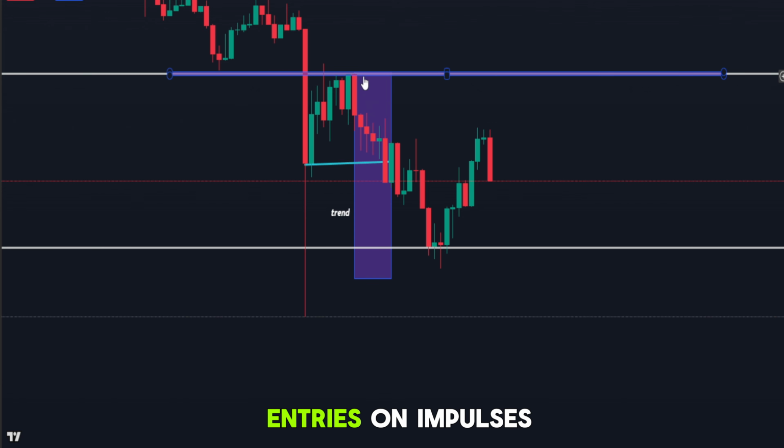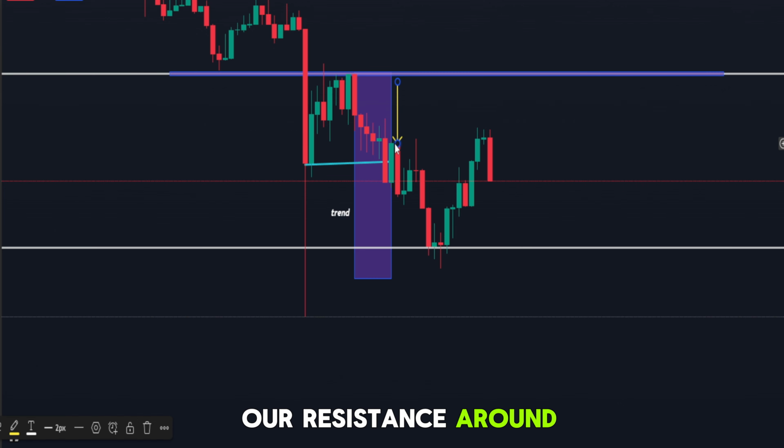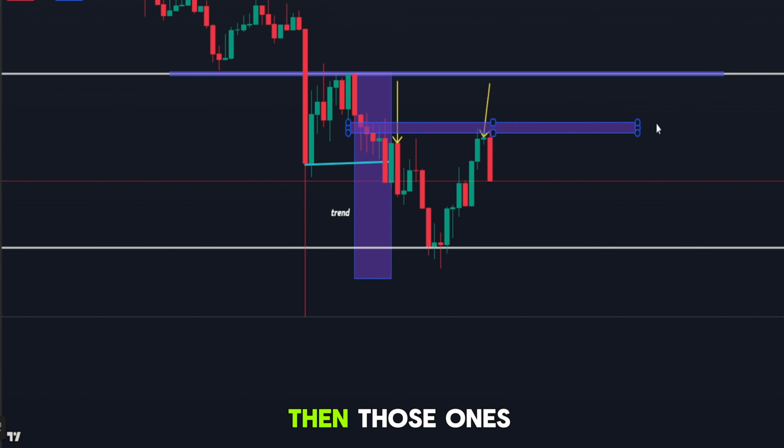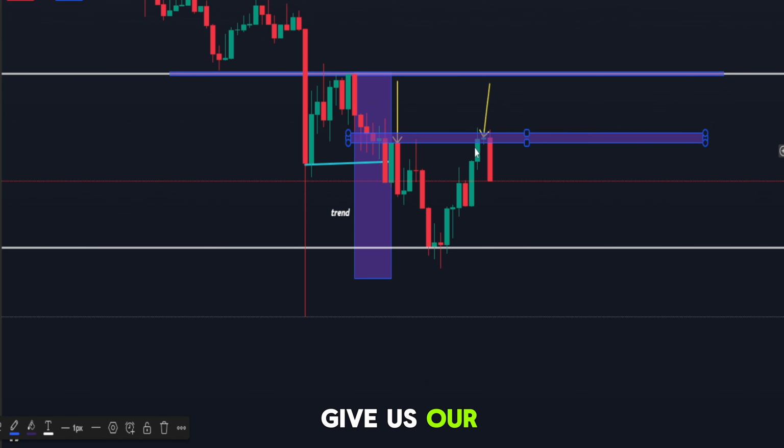Okay, we don't make entries on impulses, we make entries after a pullback. If you look at this one here, we have our resistance around this zone, and when you look on the right hand side, you see that the market has also formed a level of resistance at that point. Having these two, those are going to give us our area of confluence.